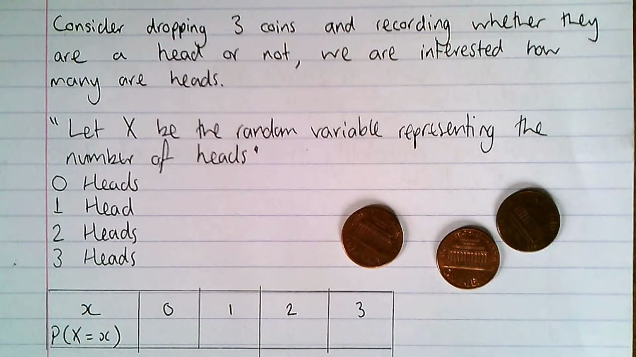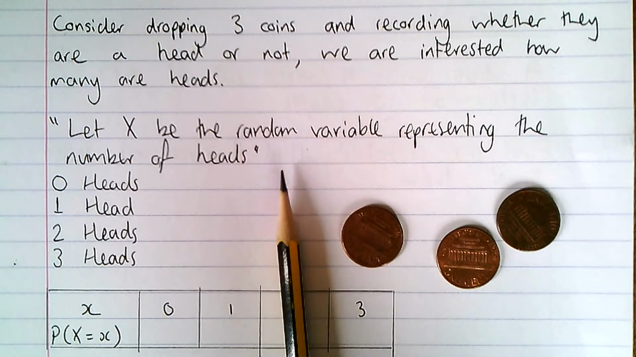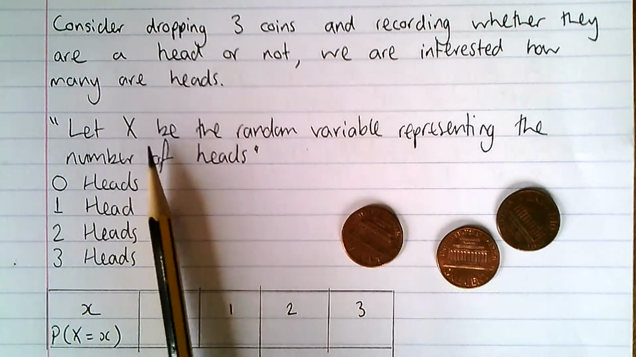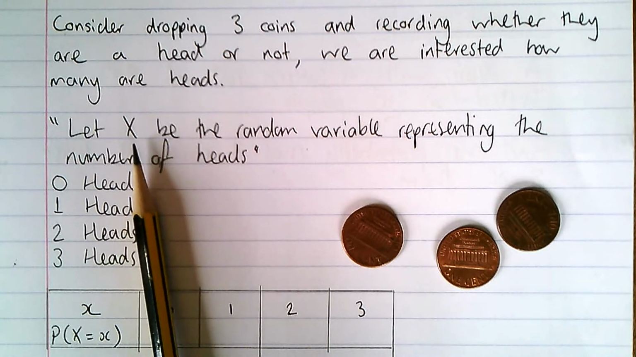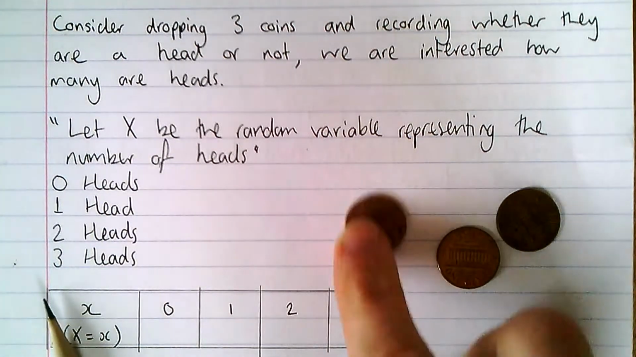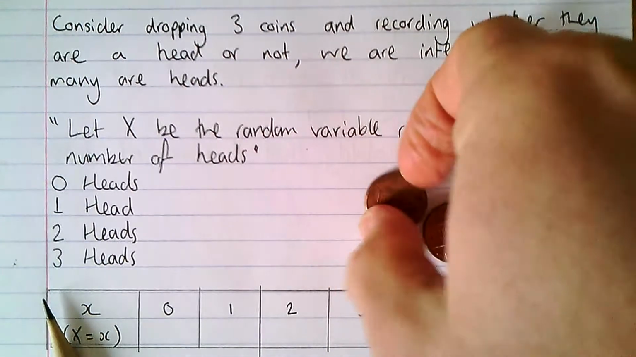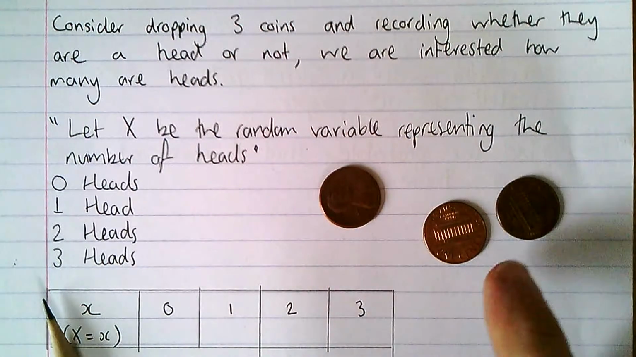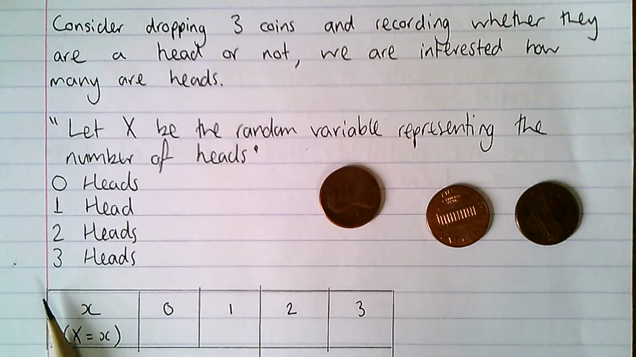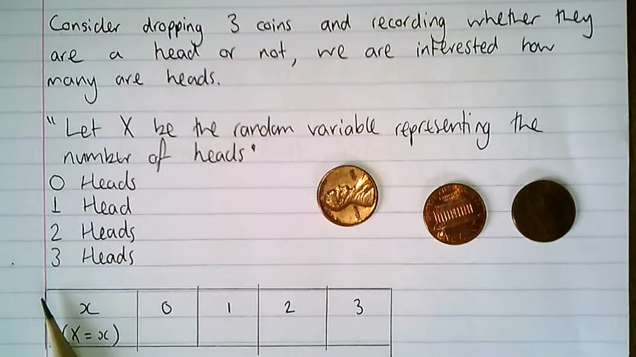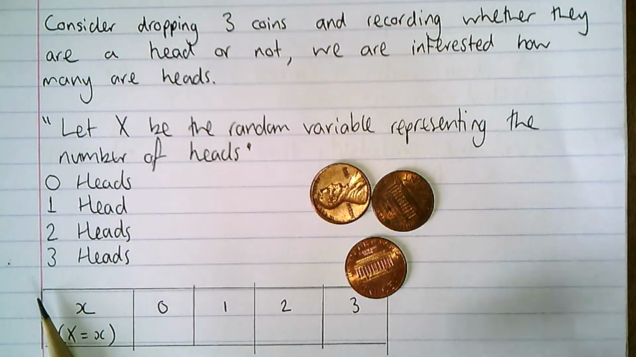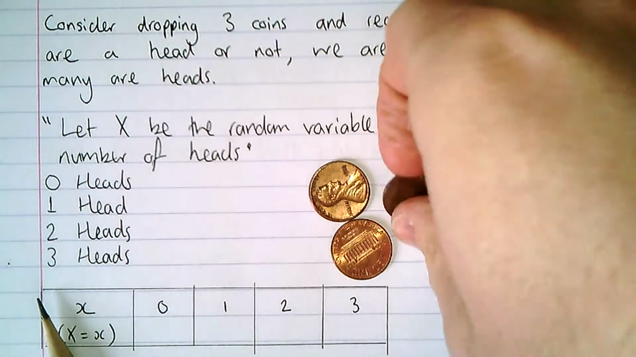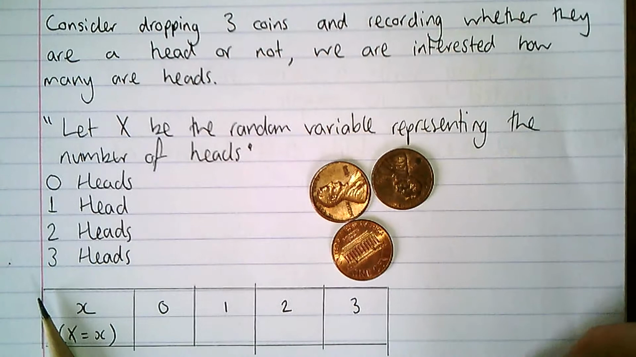We're interested in how many heads there are, so we've got this statement here: let X be the random variable representing the number of heads. Essentially, this large X represents the number of heads that we could have. So here I've got 3 tails, and here is an example where I've got 1 head and 2 tails. I don't know if that's a bit too dark for you to see. Is that a little bit better? There we go. So we've got 2 tails and 1 head. I could have 2 heads, 1 tail, and so on.